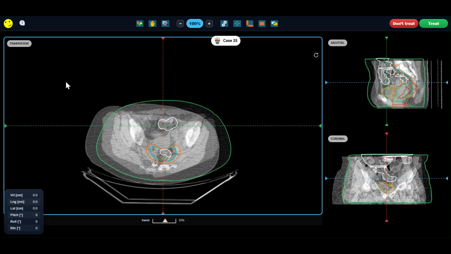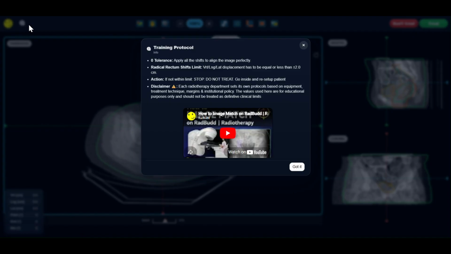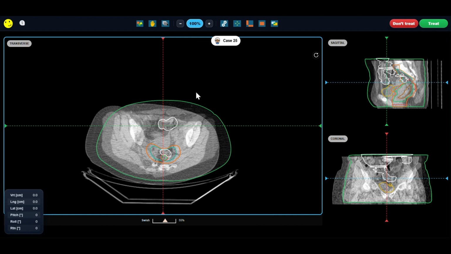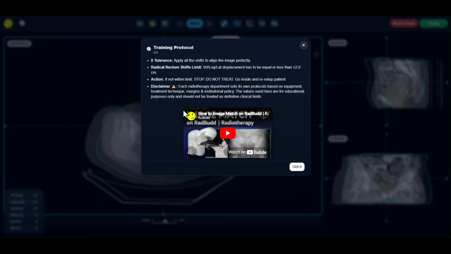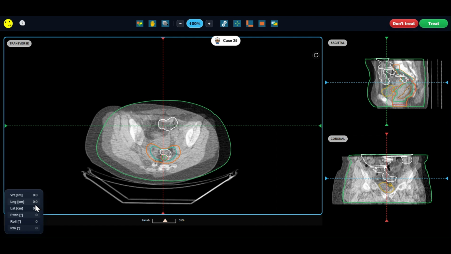Thank you. So first things first, I'm just going to click the information in order to have a better understanding of the training protocol. Each department has its own protocol, and I'm currently using Radbod, which is a website where students can practice image matching. In this protocol, we've got a vert, long, lateral, and we have a maximum displacement of 2 centimeters or less. What that signifies is that after image matching, we should have a look at the vert, long, and lateral, and it should be no more than 2 centimeters.